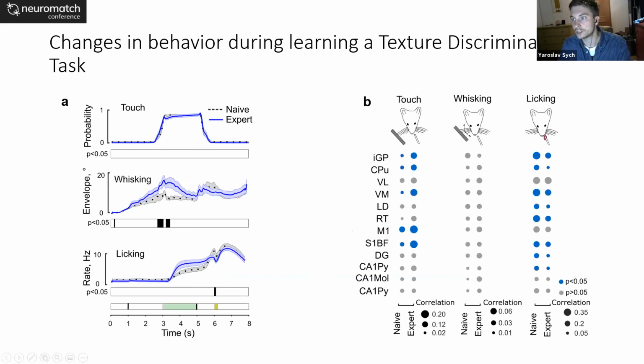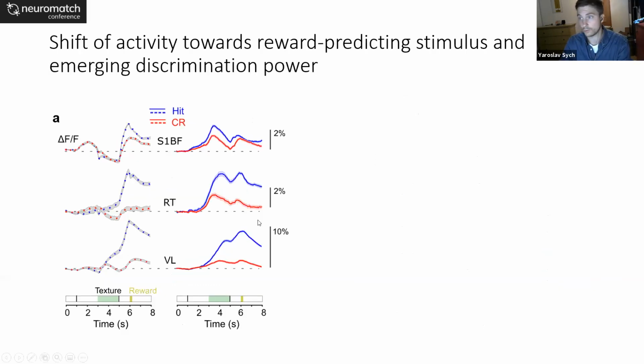And if we look at the changes in the correlation of these behavioral parameters to calcium signals, we see that the correlation to touch, a Pearson correlation, is increasing in basal ganglia, motor and somatosensory cortex, and ventromedial thalamus, while correlation to licking is decreasing. So the licking for a mouse is not a goal-directed motor command anymore, because they know that the texture is predicting their reward.